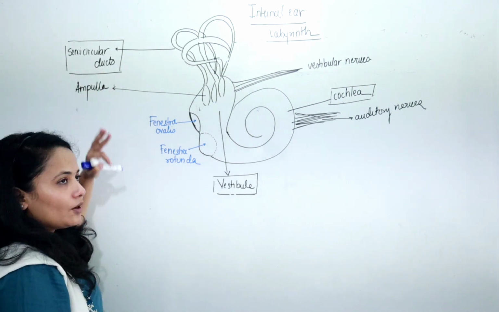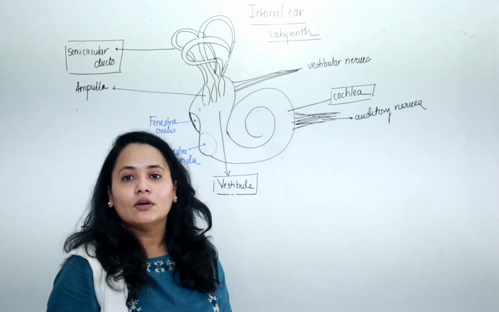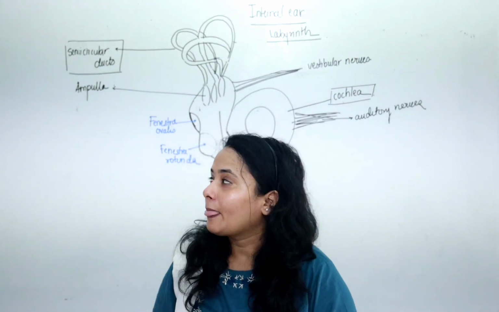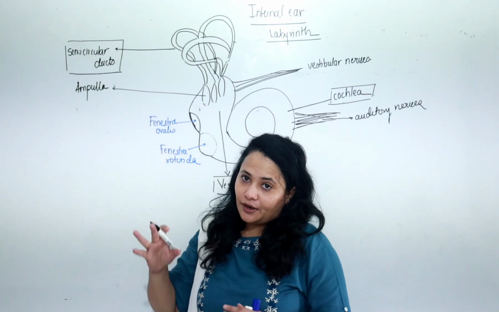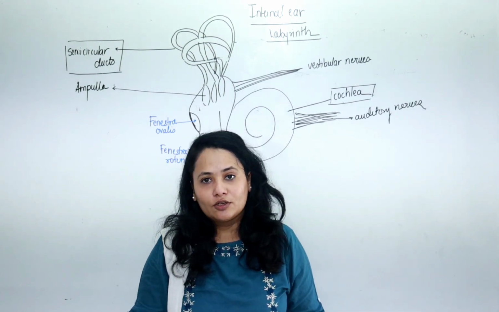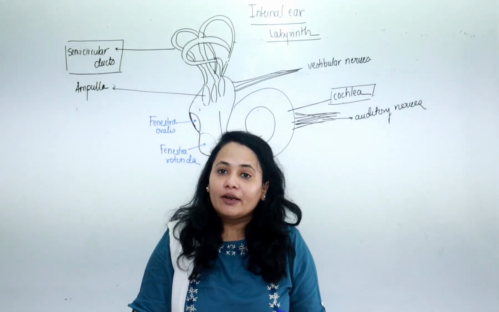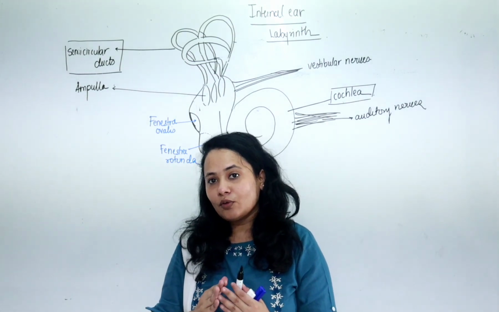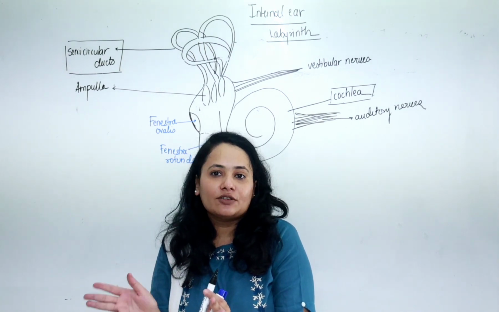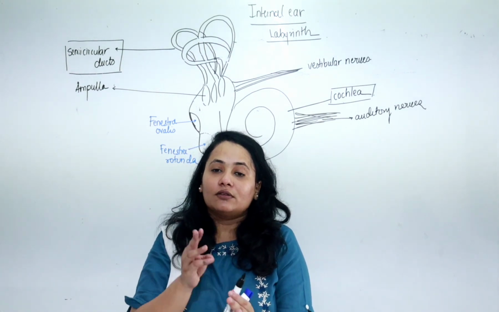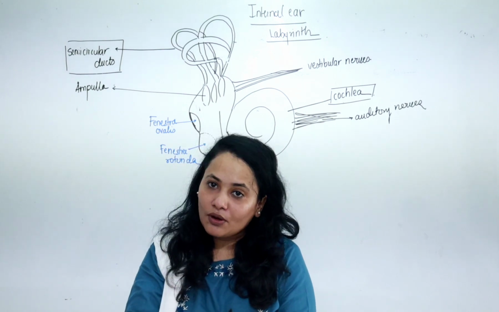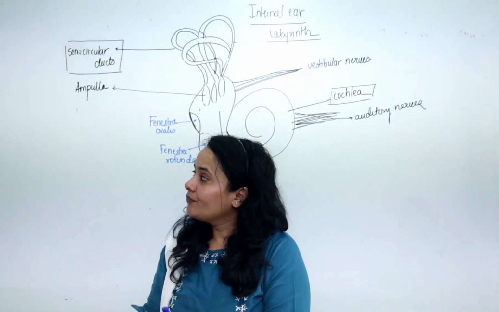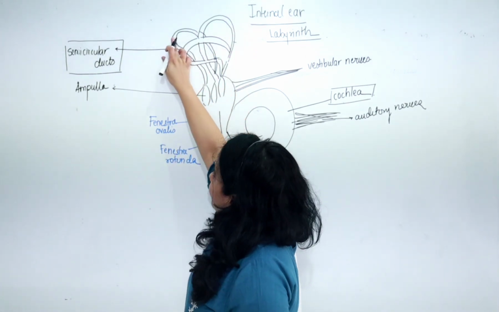Now let us talk first about the semicircular ducts. In some books, it is written as semicircular canals. Now you can see in the diagram that there are three semicircular canals. So how are they arranged? One is arranged on the posterior side, located on the back side. Another one is located on the side, so it is lateral, and one is in the front. So there are three semicircular canals: anterior, posterior, and the lateral one on the side. So 1, 2 and 3.